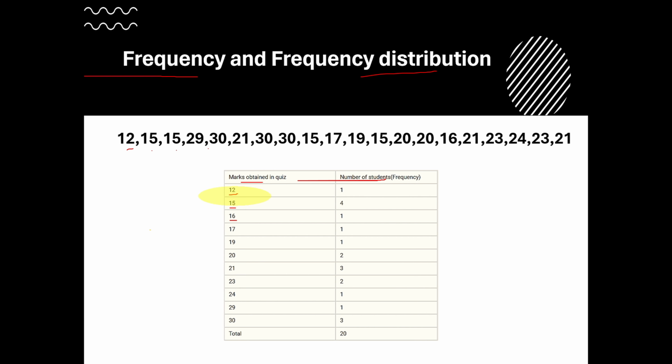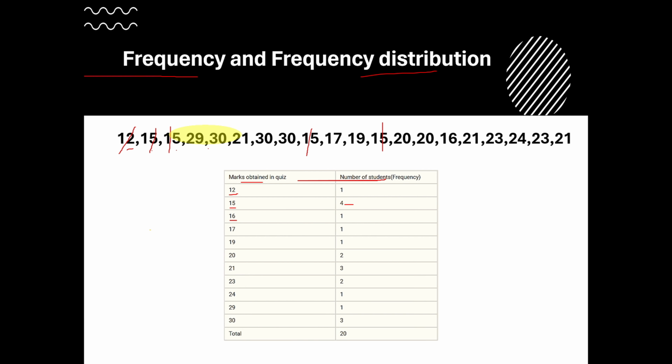How will you create that? You will pick 12, for example. Look into this distribution. How many 12s are there? There is only one. Cross this, put 1 over here. Now look for 15. 1, 2, 3, 4. That's 4 over here.